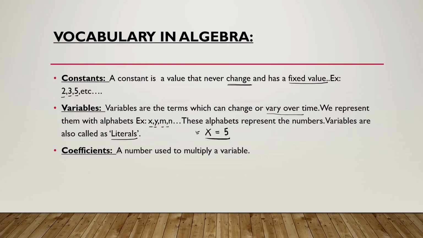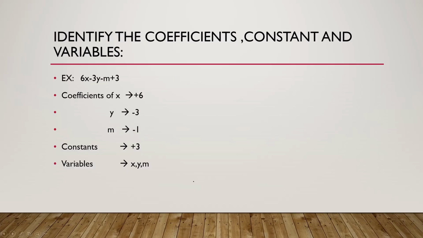The next term is coefficient. What is a coefficient? A number used to multiply a variable is a coefficient. Like I have one term, 5x. The coefficient of this is plus 5. I hope it is clear to you.